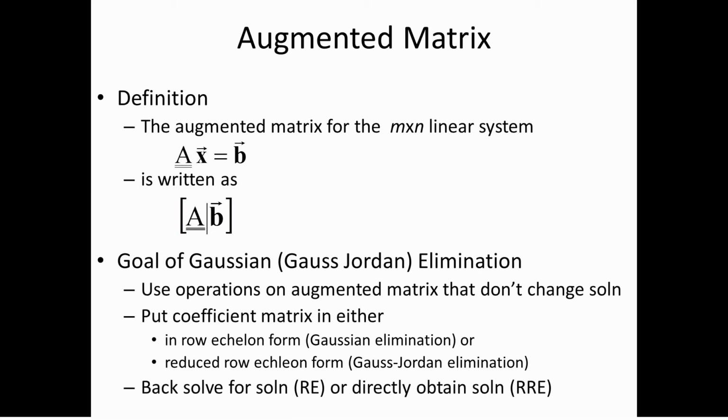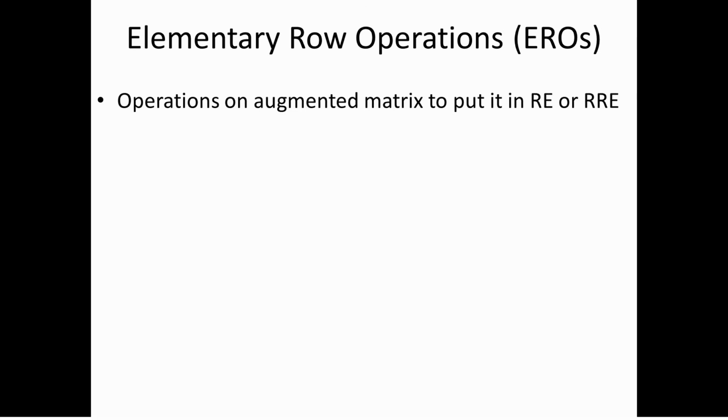And the idea is that if it's in row echelon form, you should be able to convince yourself that you can back solve for the solution vector x. And if it's in reduced row echelon form, it's very easy to see that you can directly obtain the solution. Okay? So what are these operations that we're calling elementary row operations? Well, as we said, these are operations we perform on the augmented matrix to put the coefficient matrix in row echelon or reduced row echelon form. And the key thing you want to know is that there are three such elementary row operations.